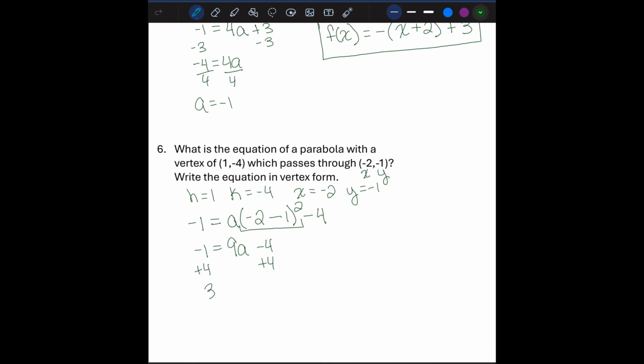That gives me 3 is equal to 9a. Divide by 9. 9 divided by 3 will reduce to 1/3. So a is 1/3. Now I'm ready to write my function. F of x equals a, which is 1/3, times x minus my h value, which is 1, squared, plus k, but k is -4, so this will be -4.